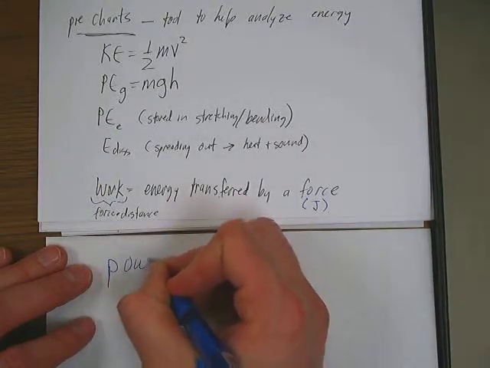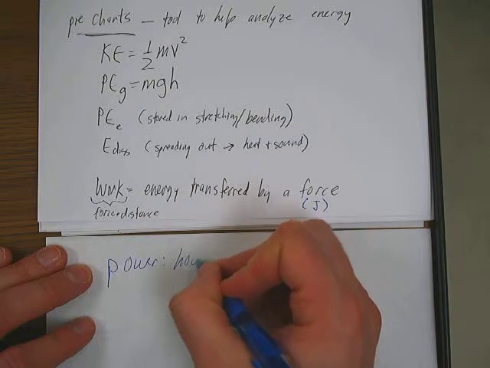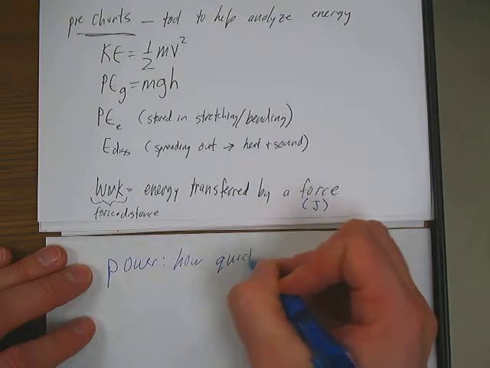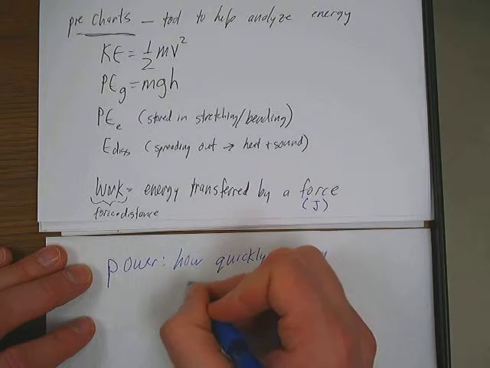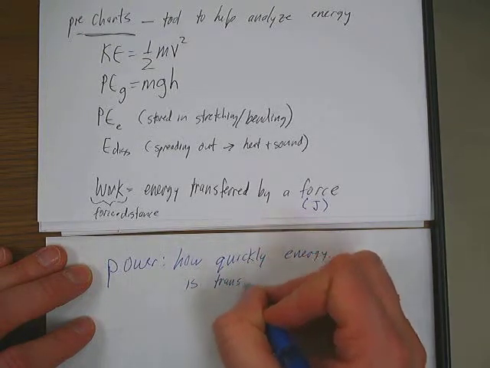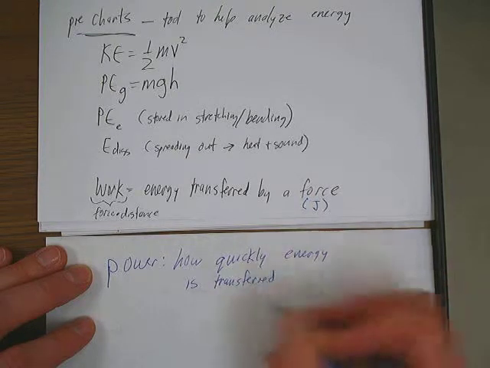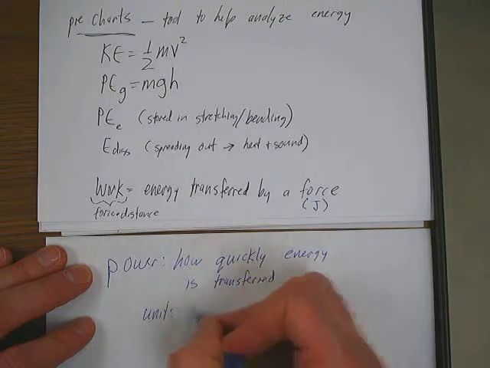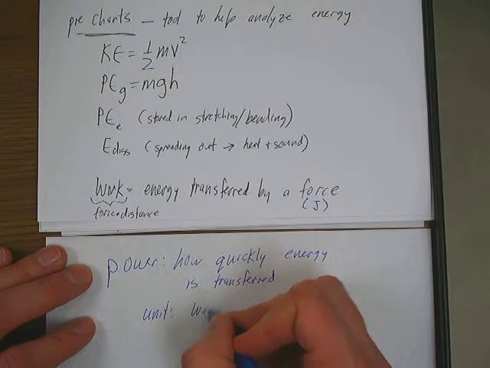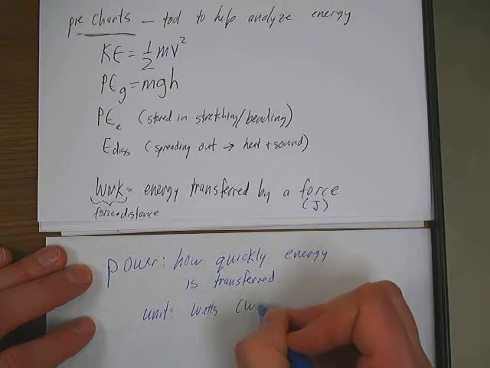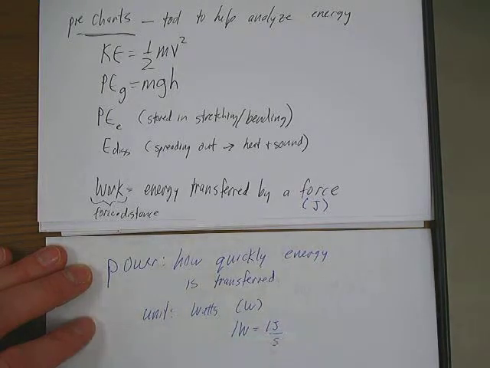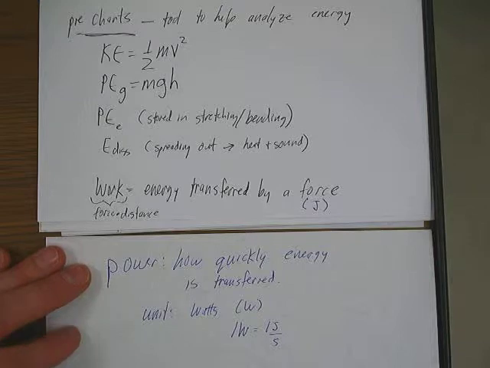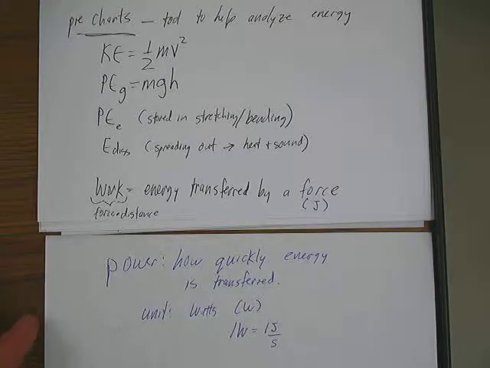Now, the last thing that we just talked about in the last couple classes is power. So adding that, power is how quickly energy is transferred. And we said the units for power are watts, which is capital W. 1 watt is a joule of energy being transferred every second.